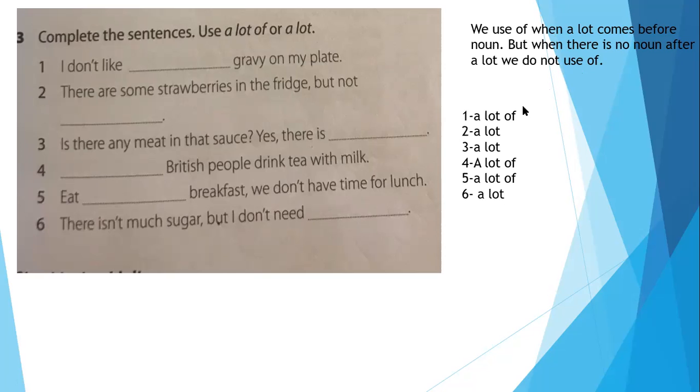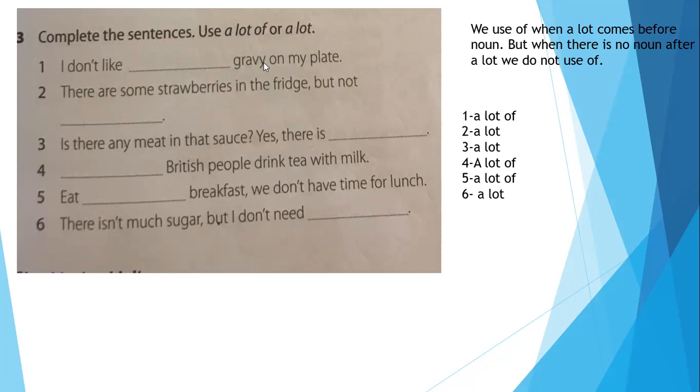هلا التنتين هم نفس المعنى. لما بدي أحط a lot of لازم يكون عندي بعد الأوف noun. إذا ما عندي بعد الأوف noun بستخدم a lot. خلينا نحلهم مع بعض here. I don't like gravy on my plate. عندي بعد السبيس noun. Here we have a noun. So if we have a noun, we are going to use a lot of.